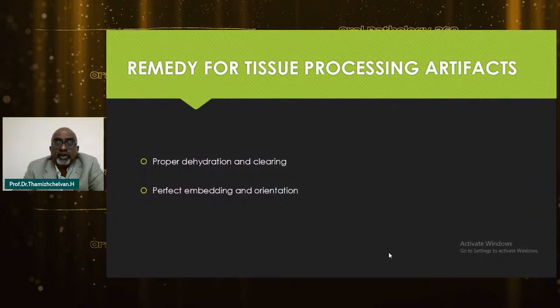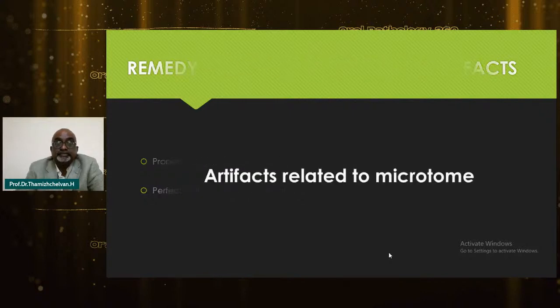So the remedy for the tissue processing problem is very simple. Proper dehydration and clearing, and perfect embedding and orientation, are the only two remedies required for tissue processing. Then it comes to the microtome, the artifacts related to the microtome.